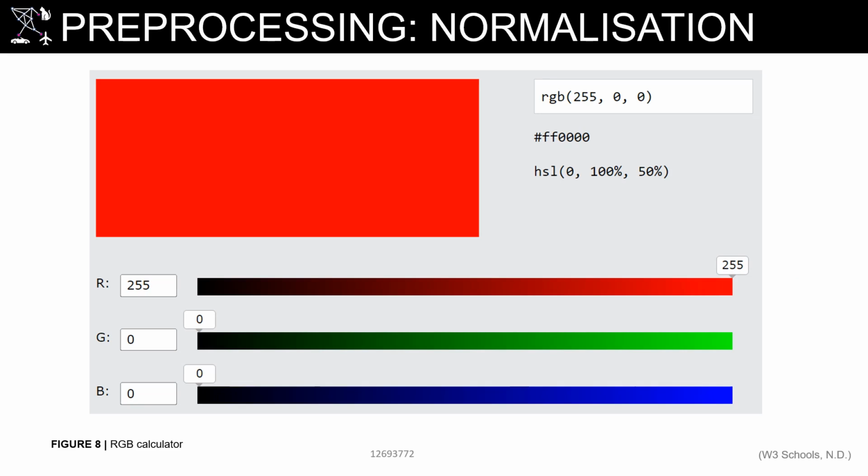In this case, the image data is normalized and the label data is one-hot encoded. Color pixels in images are composed of red, green, and blue, or RGB. As shown in Figure 8's W3 Schools ND calculator, each ranges from 0 to 255. 0 is black or off, and 255 is at full intensity.